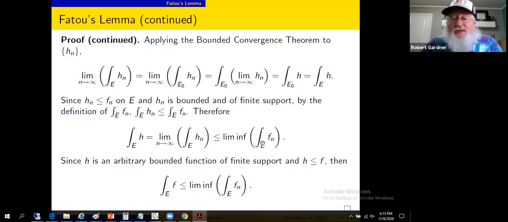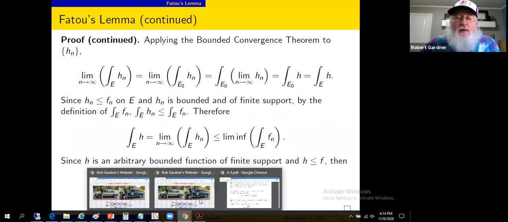Well, there's no h's on the right, so the right doesn't change. But when I do a sup on this side, the sup of such integrals becomes the integral of f itself. Left-hand side, integral of f, right-hand side stays the same, and that's what Fatou's lemma claimed. The integral of the limit function is less than or equal to the lim inf of the integrals.